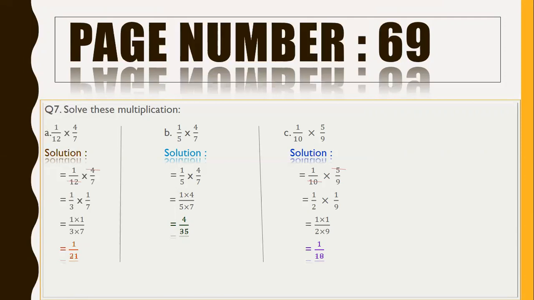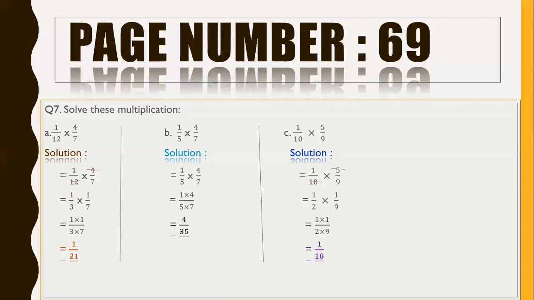Part B, 1 over 5 multiplied by 4 over 7. See carefully these two fractions. No term is cancelled over here, because we cannot cancel 4 with 5 or 4 with 7, because they are all different numbers. So multiply 4 with 1 and 5 with 7. 4 ones are 4 and 5 sevens are 35. The required answer is 4 over 35.